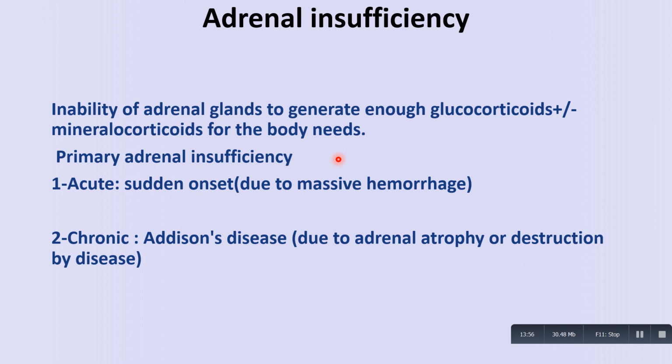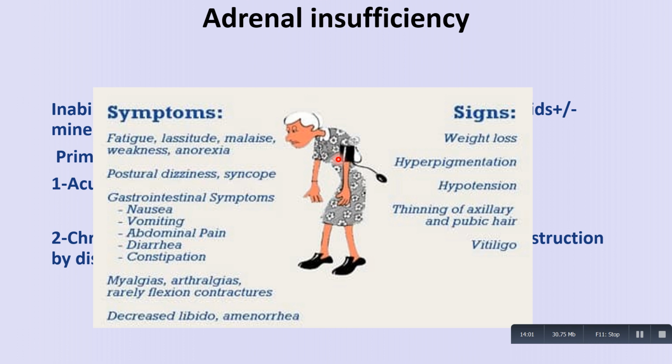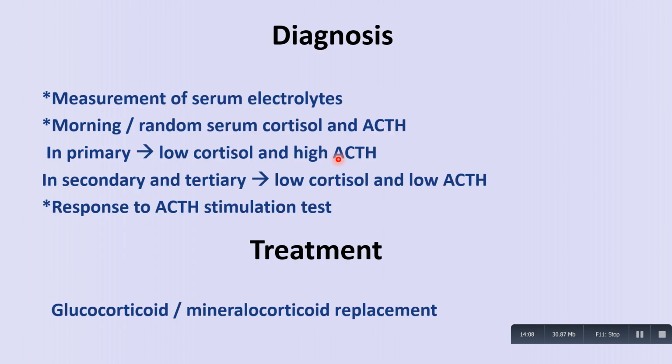Diagnosis: morning serum cortisol and ACTH. In primary adrenal insufficiency the ACTH will be high, because the pituitary tries to compensate for the low level of cortisol. In secondary there will be low cortisol and low ACTH, which indicates that the body is not compensating for the disease.